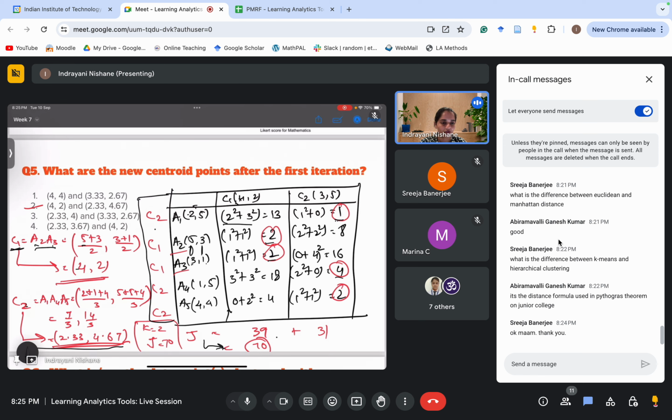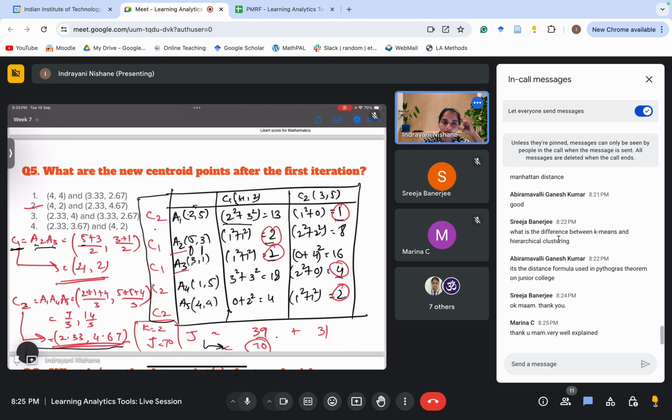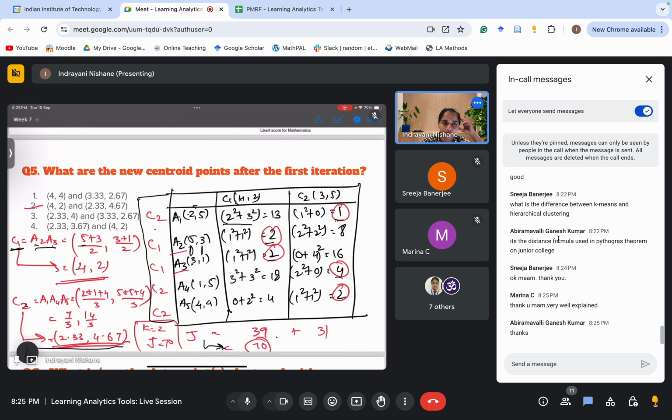So, are there any more doubts? So, Shrija, is everything clear now? I've briefly covered the difference between k-means and hierarchical clustering. The approach to the problem is different in both. The clustering part remains the same. How you approach that clustering is different. That's not clear? Yeah?